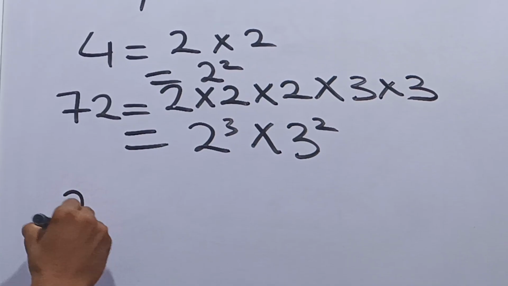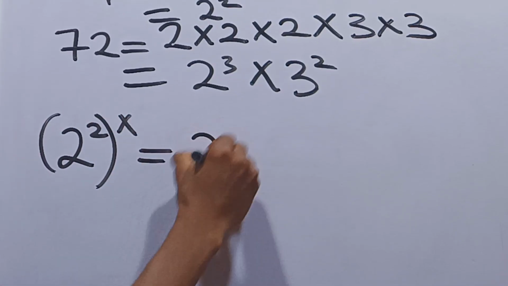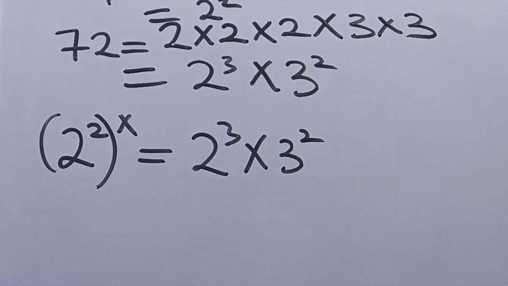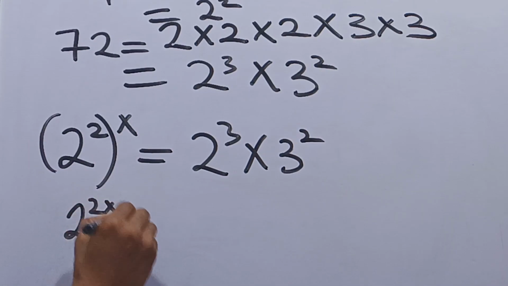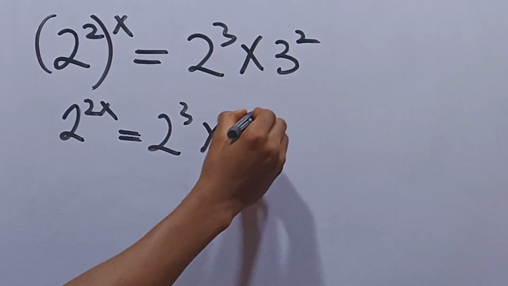We have 2 squared raised to the power x is equal to 2 raised to the power 3 times 3 raised to the power 2. Now when you have this, you multiply the powers, so we have 2 raised to the power 2x is equal to 2 raised to the power 3 multiplied by 3 raised to the power 2.